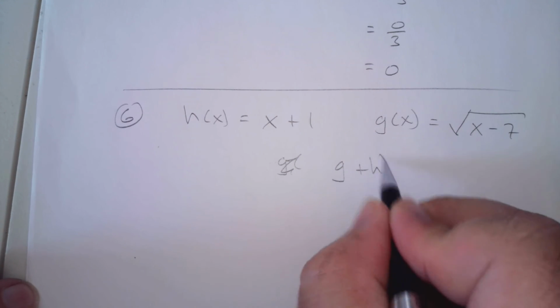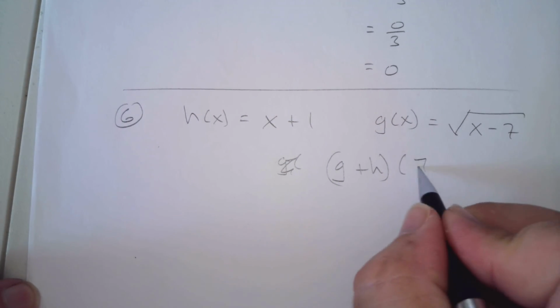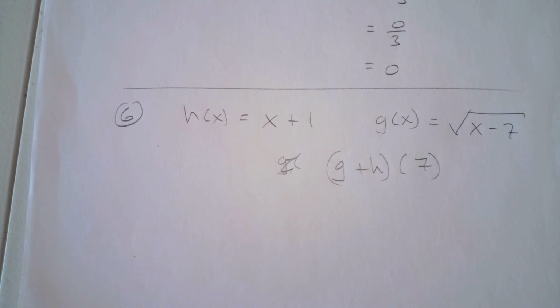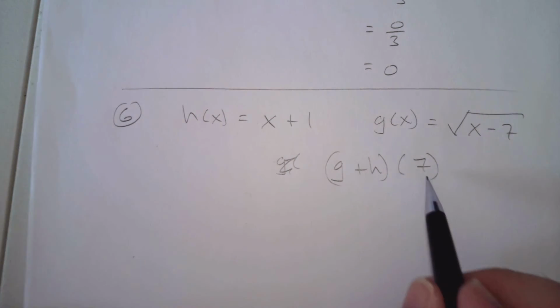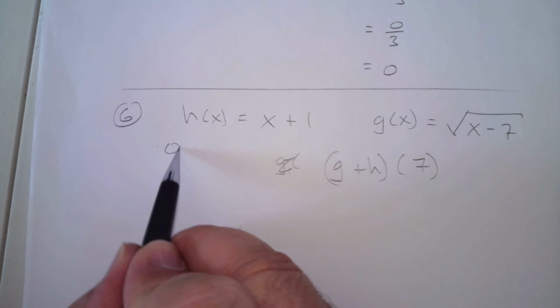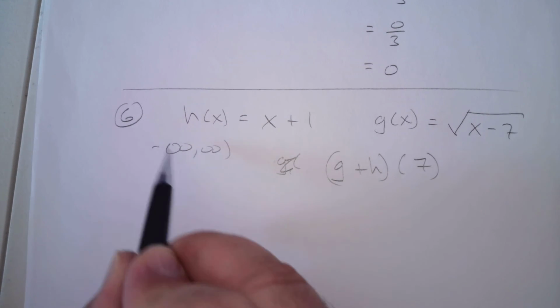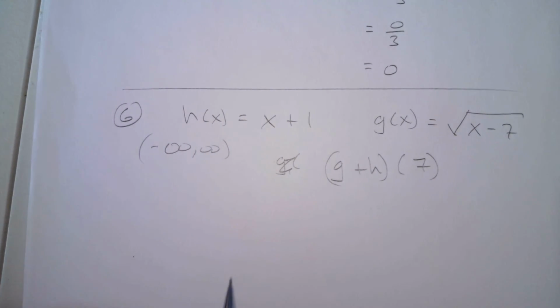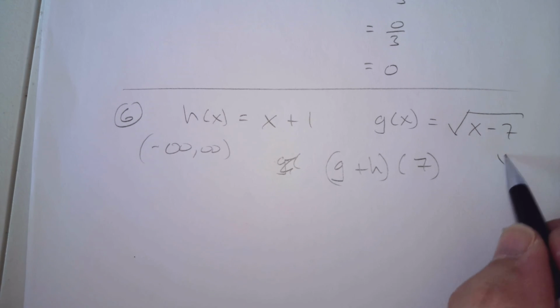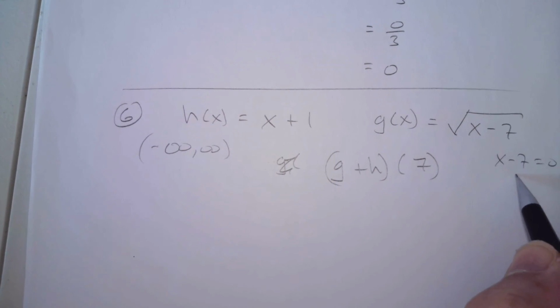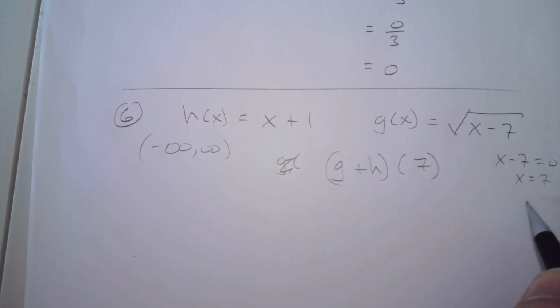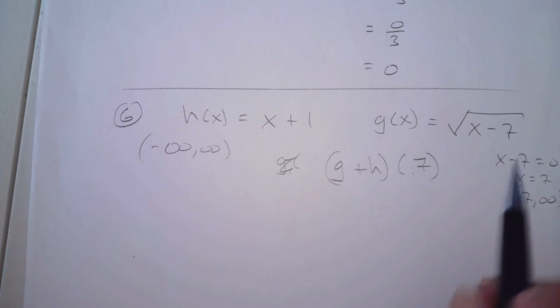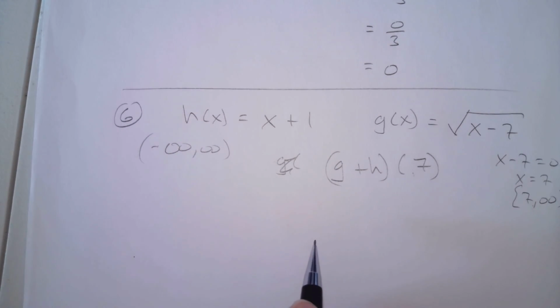Find g plus h of 7. Yeah, this is linear, so it goes from negative infinity to positive infinity. 7's inside there, that'll work. This one, x minus 7 equals 0. Add 7 to both sides. So the domain of that one, check, it'll work. So this one's going to have an answer.